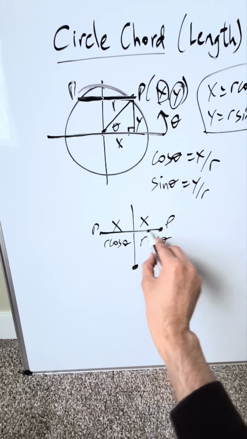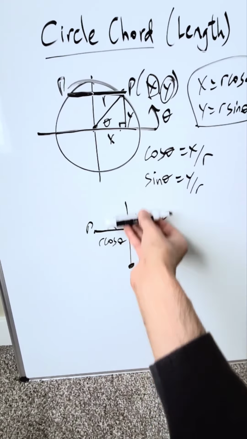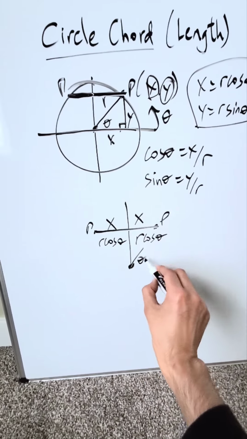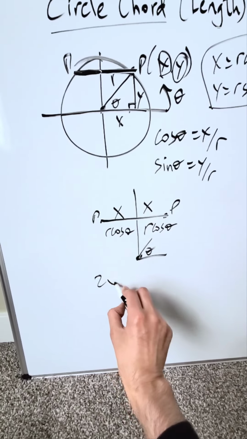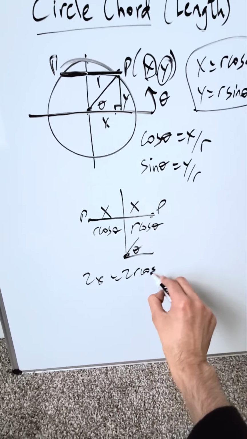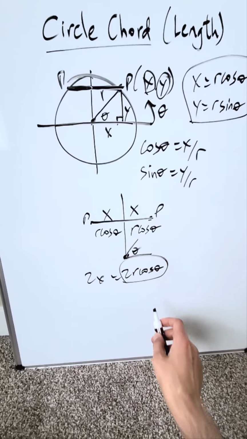The length of this chord right here, or any chord which is parallel to the diameter, based on the angle theta from your x-axis, will always be 2x, which will be 2r cosine theta. You're just doubling it. How can we verify this?